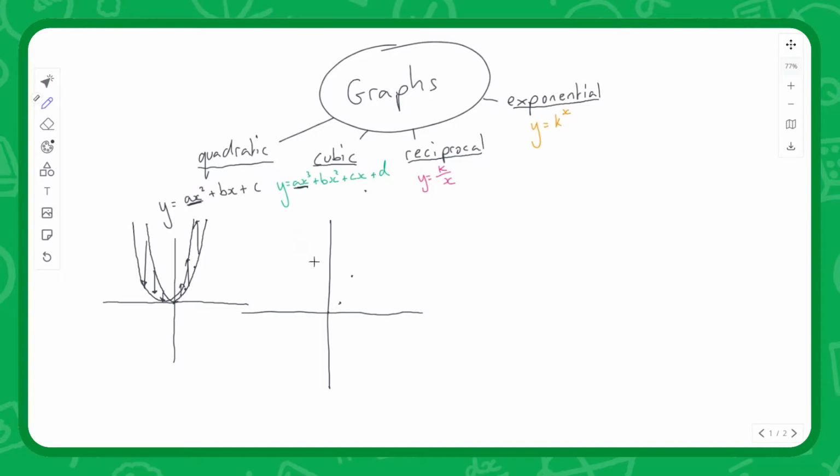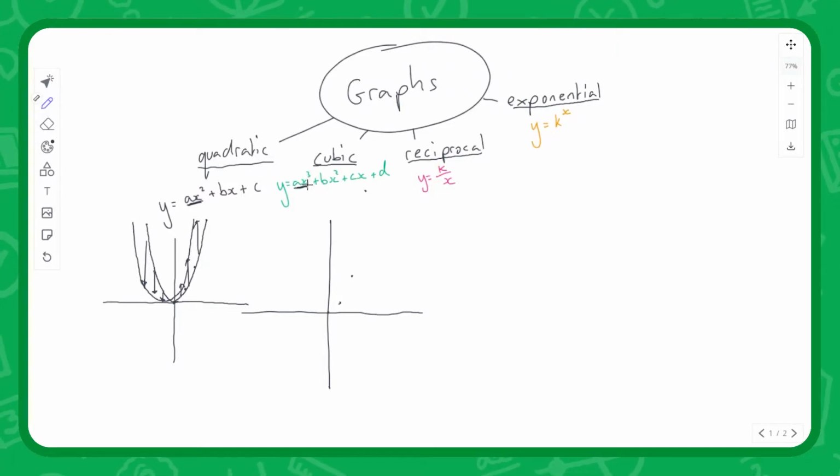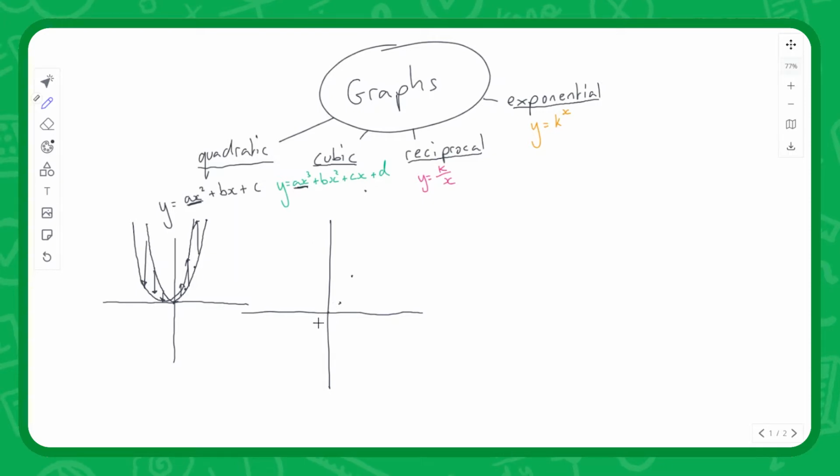On the negative side, if x is -1, well, we're going to have -1 times -1 to get +1 times another -1, because we're doing -1 cubed. Well, -1 times -1 times -1 is going to give us -1, because minus times minus times minus gives us minus. And if we do -2 cubed, well, -2 times -2 is +4.